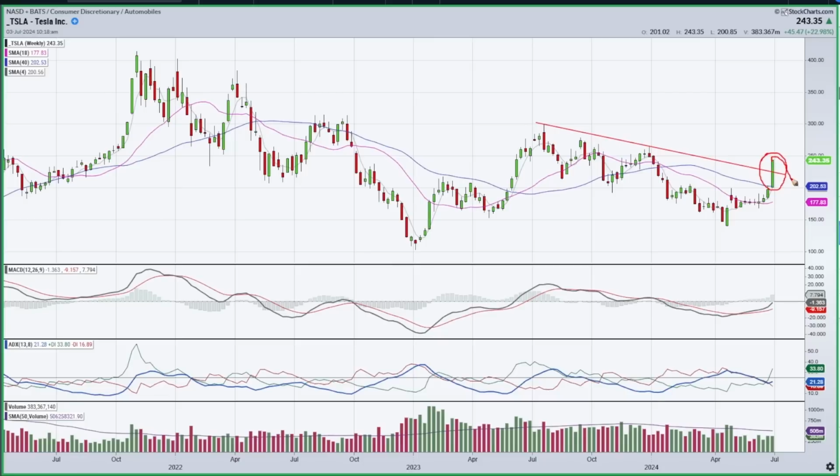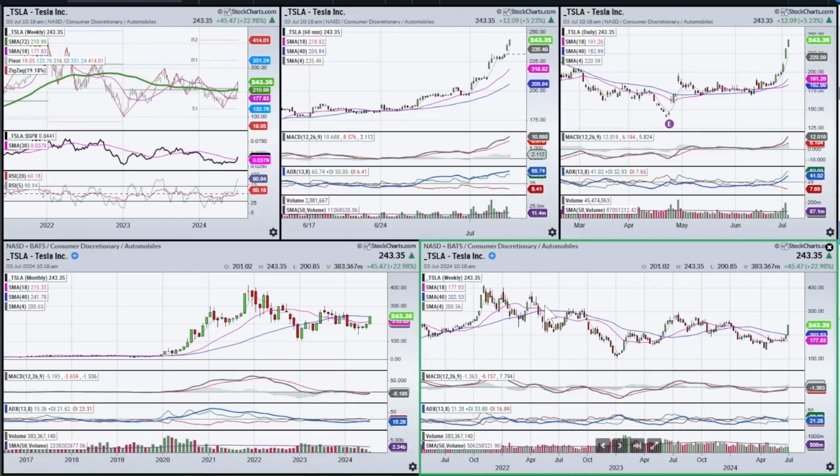Now we're looking for the 2 to form. We want some kind of a higher low to take place. Now, this might actually move up towards 250, 255 before we see a pullback. But if I'm looking for a bigger picture play, I would be, the way this is setting up now that the 18-month is turning up.